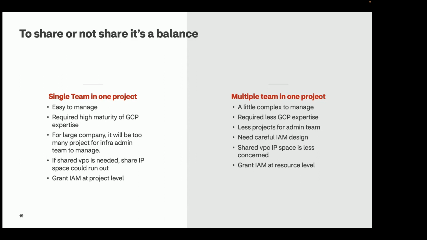And then if shared VPC is needed, shared VPC is a concept in Google's networking where you can use a piece of your on-premise network's side range to connect to your on-premise network, right? If you have to use this, then that is the first reason you probably want to share a project, because you have a limited number of IP space. You are going to run out of IP space if you have so many projects, yeah. So yeah, just some trade-offs, right? So I'm going to focus on multiple teams in one project, right?